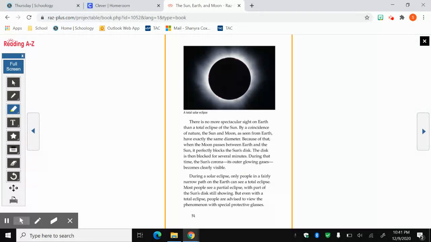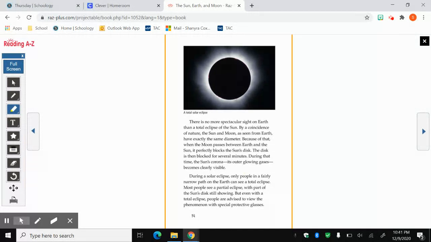There is no more spectacular sight on Earth than a total eclipse of the sun. By a coincidence of nature, the sun and the moon, as seen from Earth, have exactly the same diameter. Because of that, when the moon passes between Earth and the sun, it perfectly blocks the sun's disk. The disk is then blocked for several minutes. During that time, the sun's corona, its outer glowing gases, becomes clearly visible.